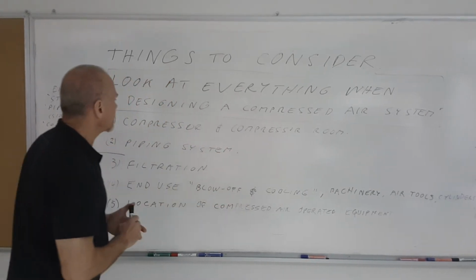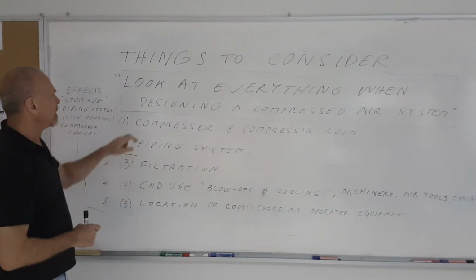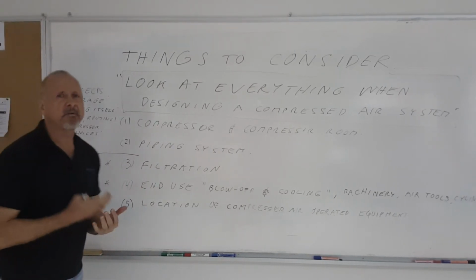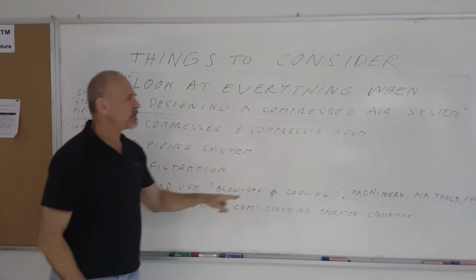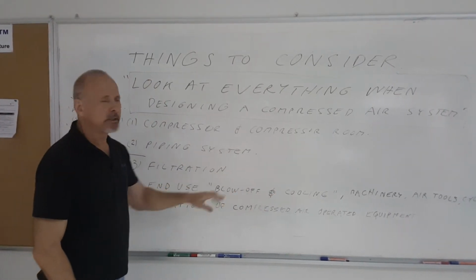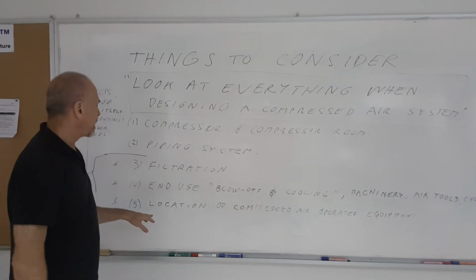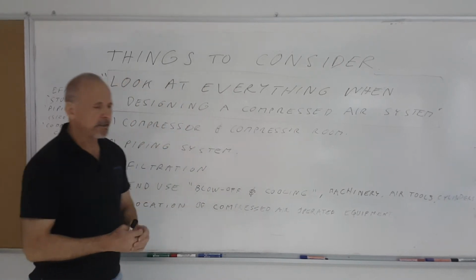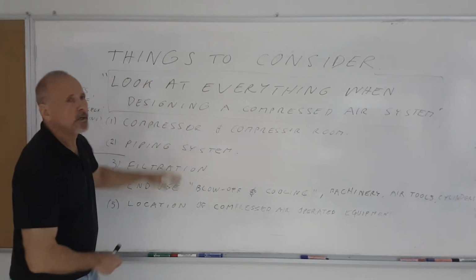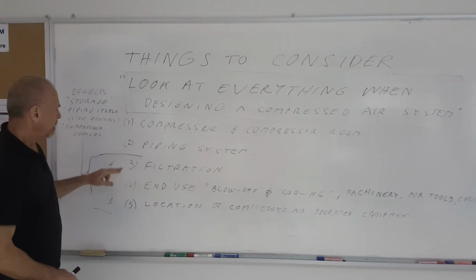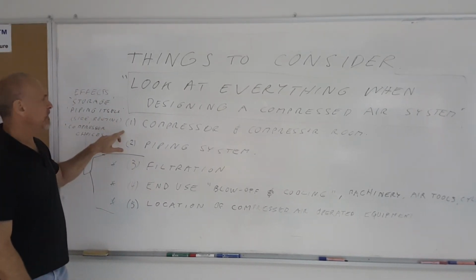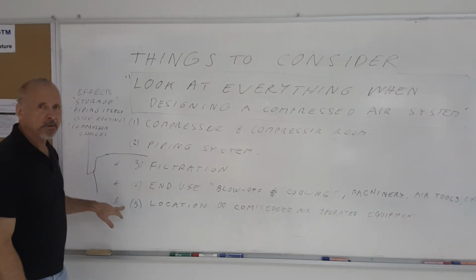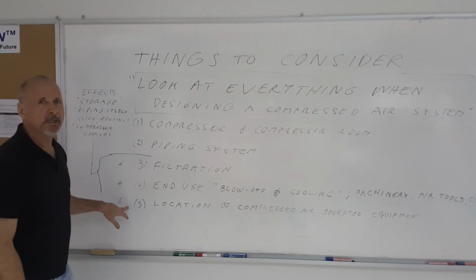So really, rather than just focusing on the compressor and the piping system, a lot more focus and study should be done on what's available and what can be done at the end use, and also for filtration. And very serious consideration should be placed on the location of the compressed air operated equipment. So rather than design a system focusing on the first two, maybe the focus should be a little bit more on the last three. So it's not just compressor and compressor room, piping system, it's also filtration, the end use, and the location of the end use for the compressed air. Those are the things to consider.